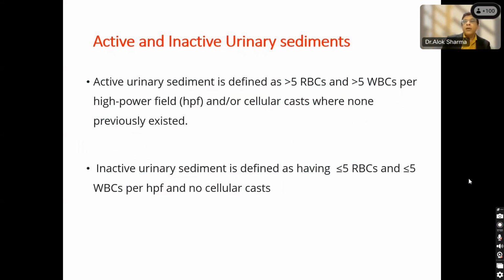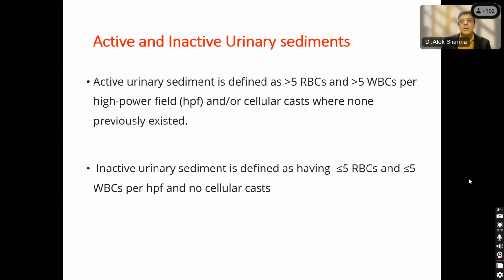This is the most commonly agreed upon definition, although there are various interpretations depending on the clinical scenario and the institution you are practicing in. For most general purposes, an active urinary sediment is defined as one having more than 5 RBCs and or more than 5 WBCs per high power field and or cellular casts where none previously existed. You should remember this. When you do a serial examination, you may not have a cast or cellular element earlier, but on the next examination you can comment that it wasn't there earlier, now it's there. So this sediment has become active. That's one part of it.